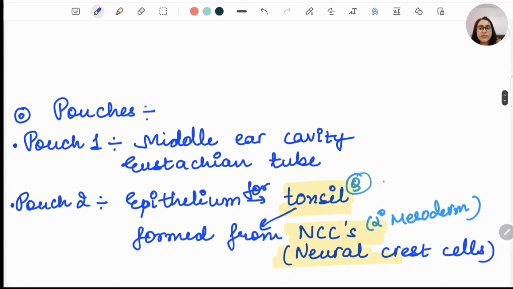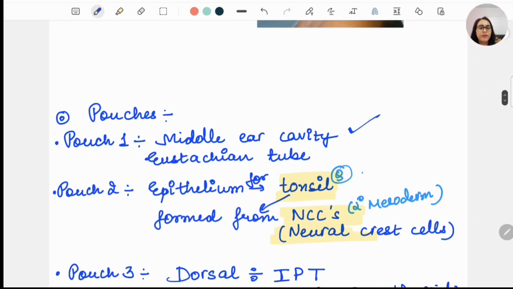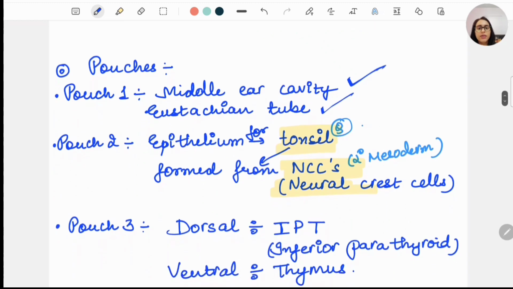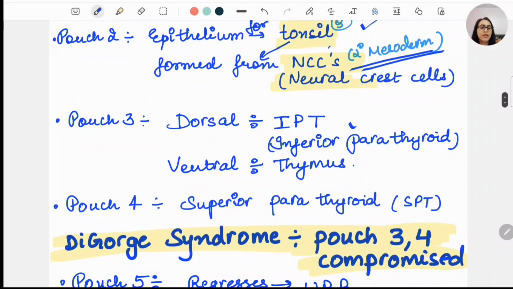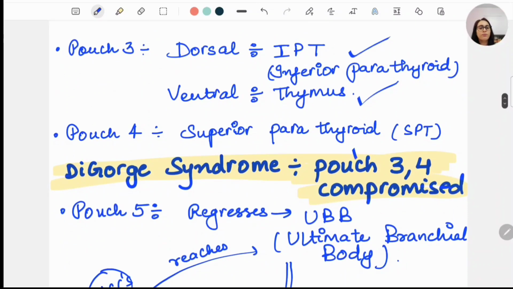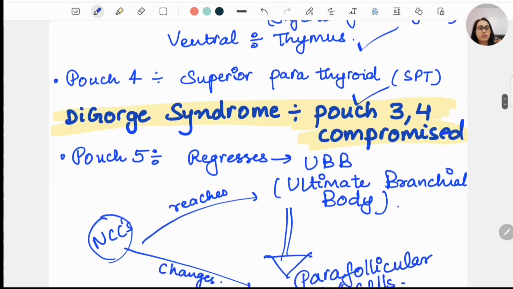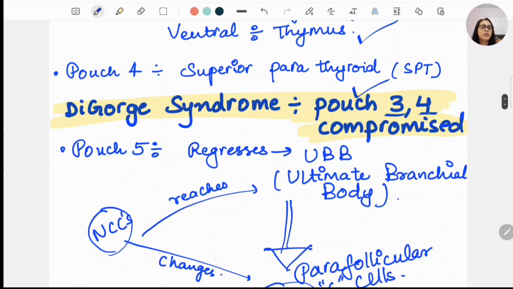So the pouches: the first pouch forms the middle ear cavity and eustachian tube. The second pouch forms the epithelium of the tonsil. The tonsil itself is formed from neural crest cells, which are secondary mesoderm, but the epithelium of the tonsil is from the second pouch. In the third pouch, the dorsal aspect forms the inferior parathyroid and the ventral aspect forms the thymus. The fourth pharyngeal pouch forms the superior parathyroid. In DiGeorge syndrome, there is compromise of the third and fourth pharyngeal pouch. The fifth pouch regresses and forms the ultimobranchial body.